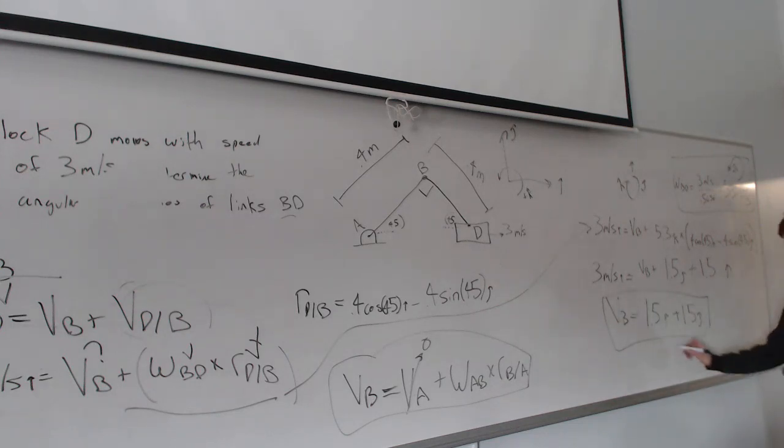And like he said, I always keep it in terms of I and J, but if you want, you can do 1.5 squared plus 1.5 squared, square root of that, and then you could also find the angle of it. I'm not going to do it because if the problem asks for it, you need to do it, but I personally understand this more. So there we go, we have the velocity of B.